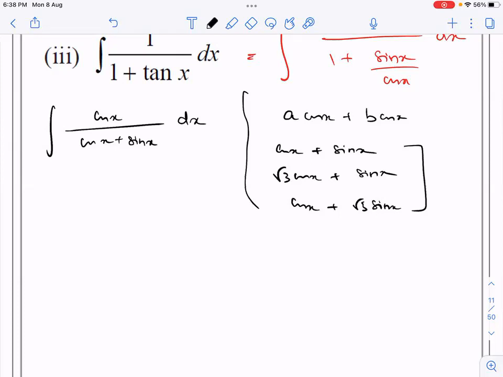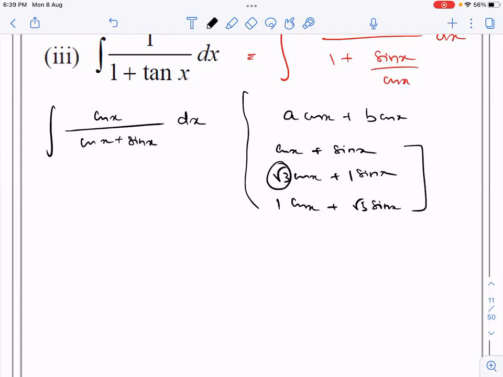But how? If you look at the trigonometric table, what are all the different angles you'll find? 0, 30, 45, and so on. What are the numerators? sin 0, sin 30 is 1 by 2, sin 45 is 1 by root 2, sin 60 is root 3 by 2, and sin 90 is again 1. So what are the two numbers you see regularly? Keep the 0 aside: 1 and root 3. You see the coefficients. If the coefficient of cos x is root 3, the coefficient of sin x will be 1. If the coefficient of cos x is 1, then the coefficient of sin x will be root 3.